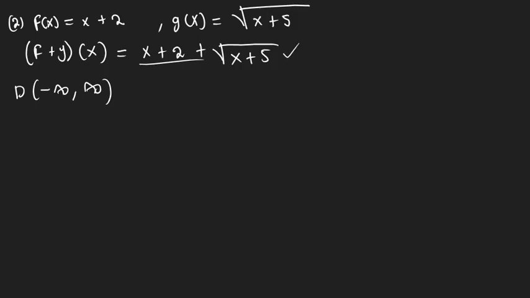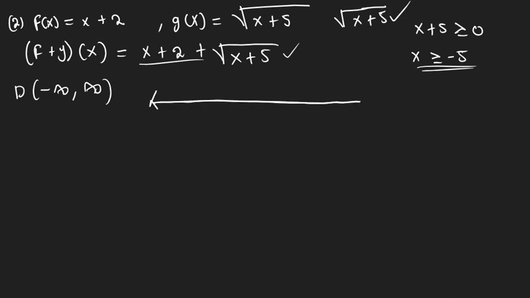This one is a radical, so how do we find the domain of radicals? We say root of x plus 5. We are going to get whatsoever is inside. We say x plus 5 must be greater than or equal to 0. Then x must be greater than or equal to negative 5. So we can plot that on the real line. It's going to come from negative infinity to positive infinity. Then we have a negative 5.